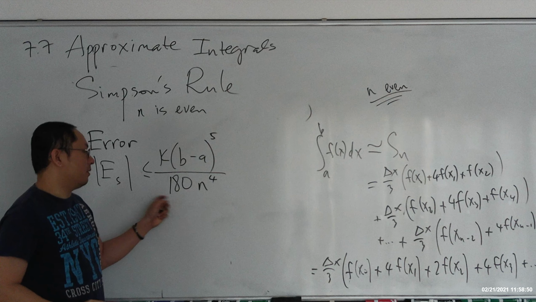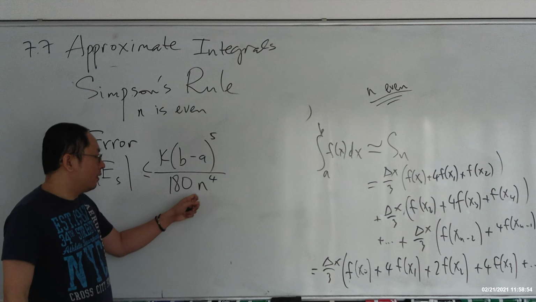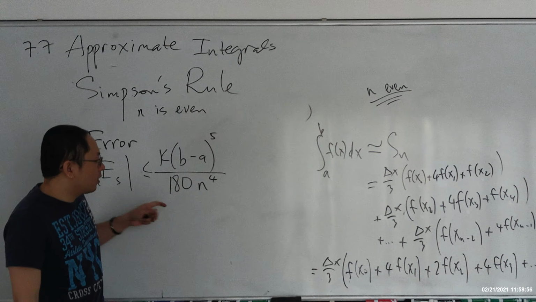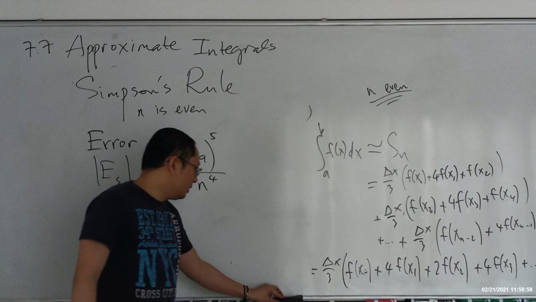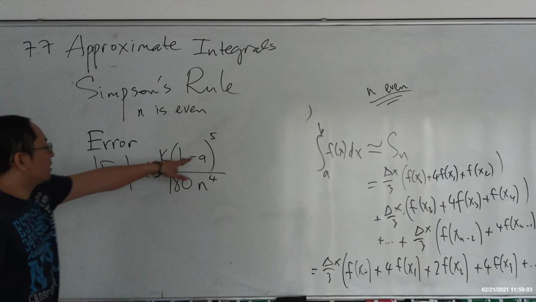You have a 180, a bigger number, and right here it's not squared anymore, it's raised to the 4. So the more you jump up, the more columns you have, the error turns out to be smaller pretty quickly because you raised to the 4th power. And this is constant on top already.